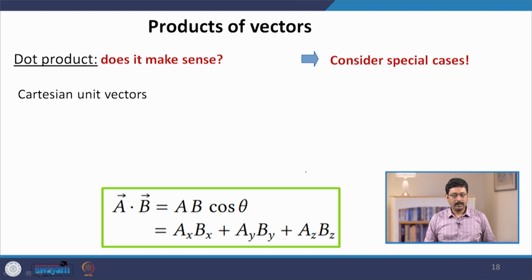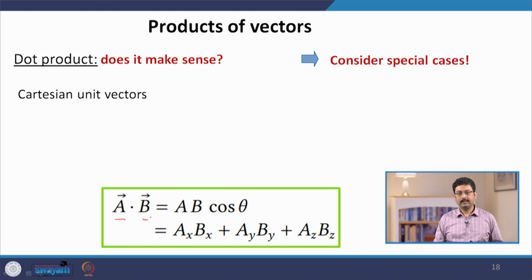So, the next strategy, again, does it make sense? The next strategy is to consider special cases of the formula. In this formula, A and B are sort of any general vectors, and that does not give you any good picture. So, let us take some special cases.